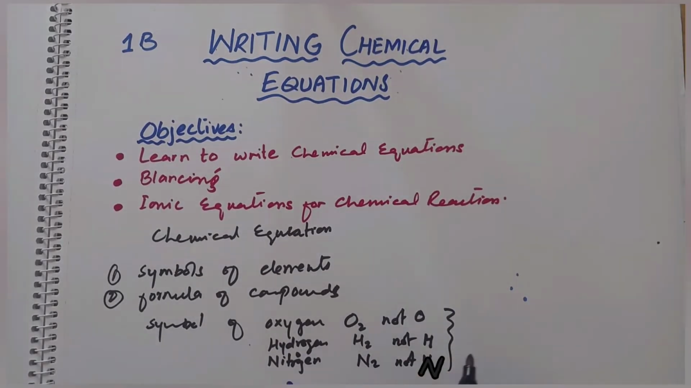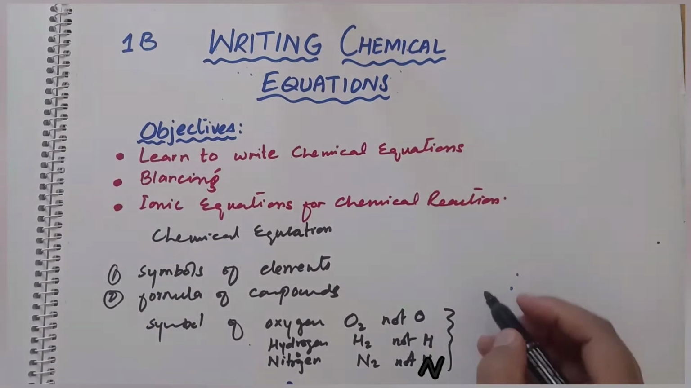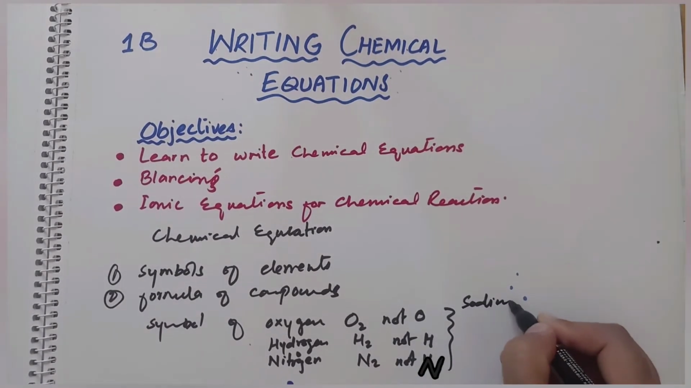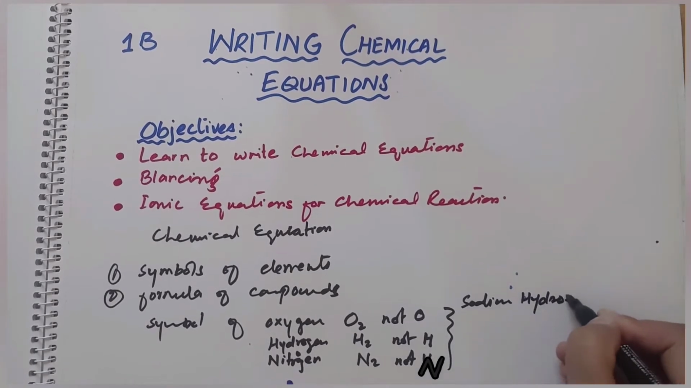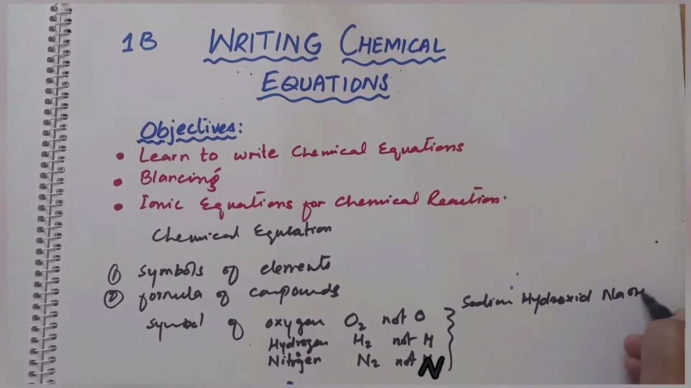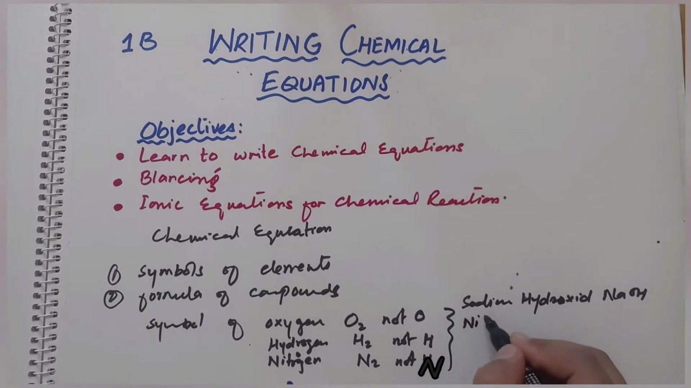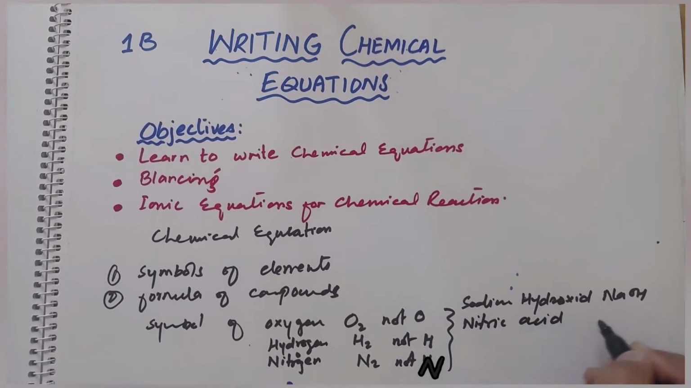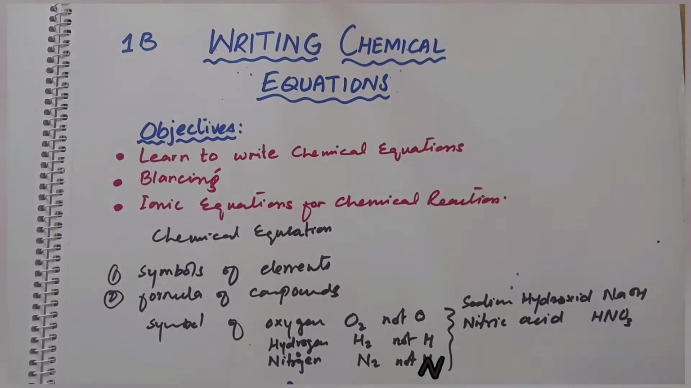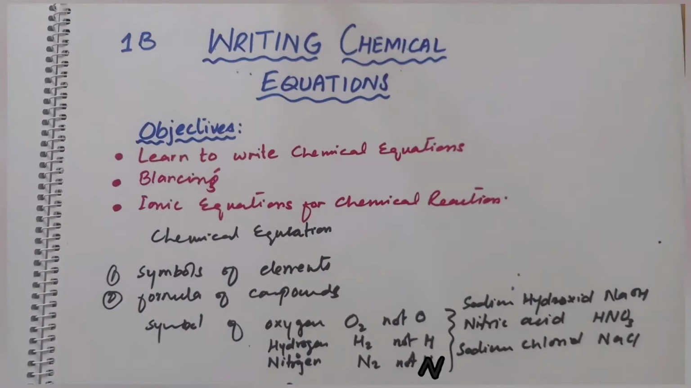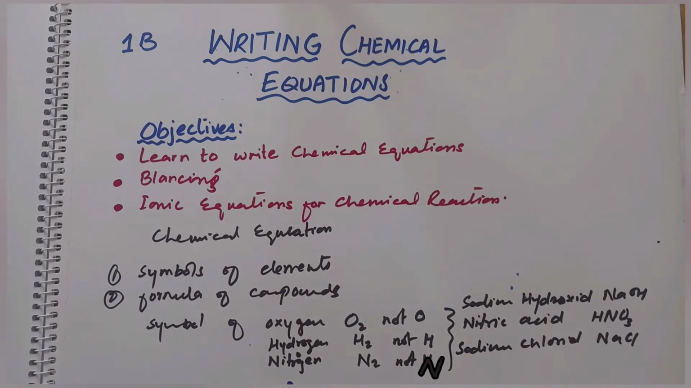And some other compounds, for example, sodium hydroxide, that is NaOH, nitric acid, that is HNO3, sodium chloride, like NaCl. So these are some examples to write a chemical equation. You have to learn and remember the chemical formulas and the symbols of the elements. You can predict the chemical formula from the periodic table.